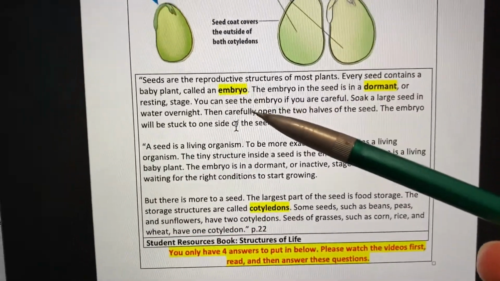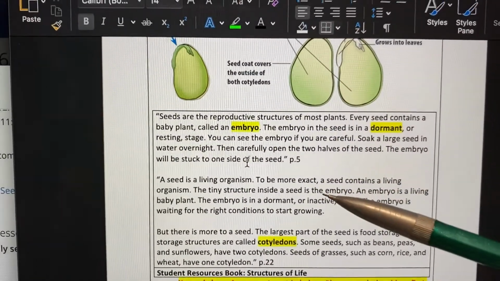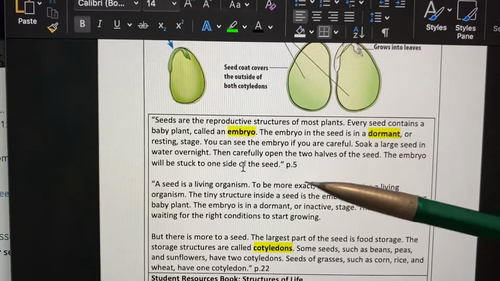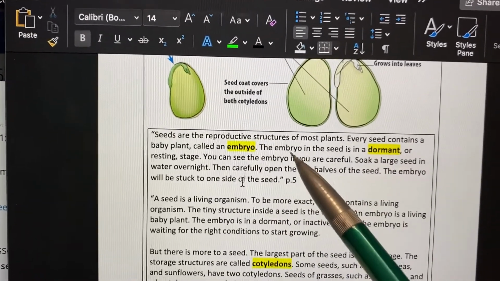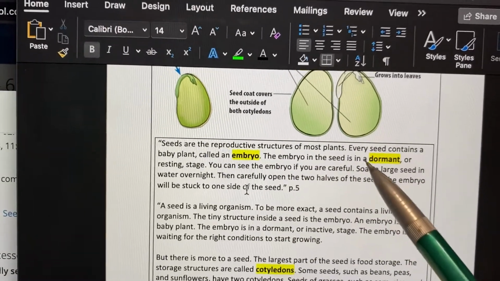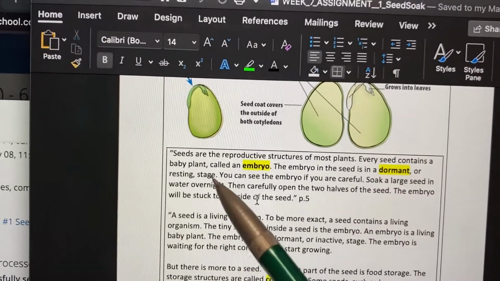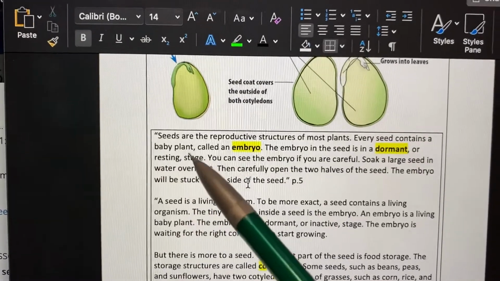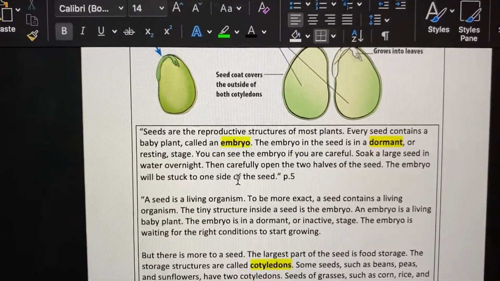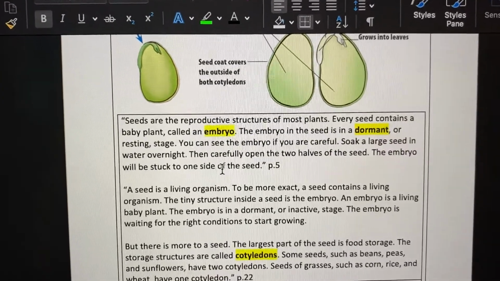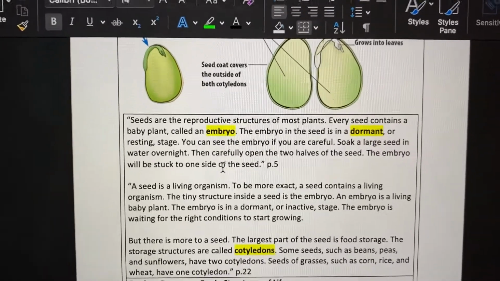Okay, seeds are the reproductive structures of most plants. Every seed contains a baby plant called an embryo. The embryo in the seed is in a dormant or resting stage. So that's just another way to explain dormant, resting stage, when nothing is happening. Everything is just on pause. I guess you can think of it that way.